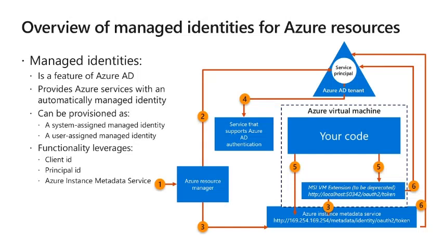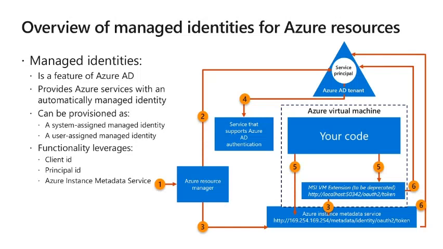The managed identity for Azure resources feature in Azure Active Directory solves this problem. The feature provides Azure services with an automatically managed identity in Azure AD. You can use the identity to authenticate to any service that supports Azure AD authentication, including Key Vault, without any credentials in your code. The diagram here, on the current slide, illustrates how a managed identity works with an Azure VM.